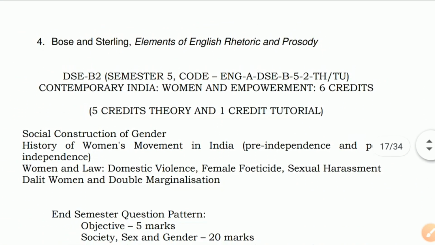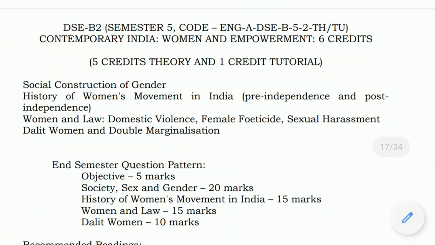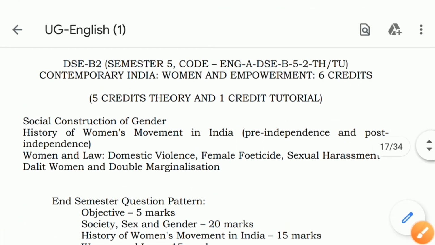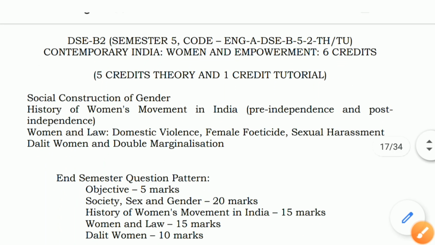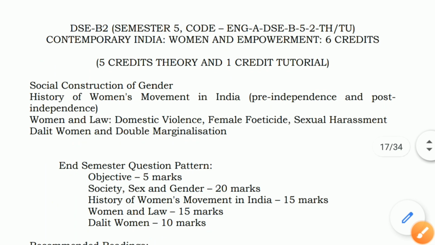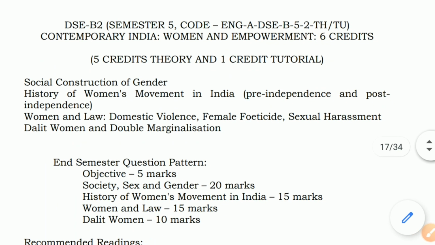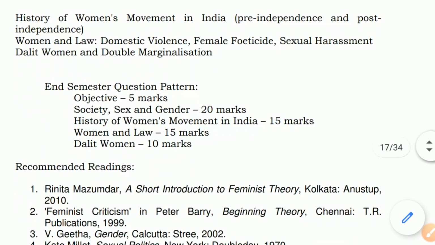Okay, next let's move on to DSE B2, and as I already told you, you have to choose either DSE B1 or B2. In B2 you have Contemporary India: Women and Empowerment. So in this section let's find which topics have been covered. You can find social construction of gender, history of women's movement in India, pre-independence and post-independence, women and law, domestic violence, female foeticide, sexual harassment, Dalit women and double marginalization.